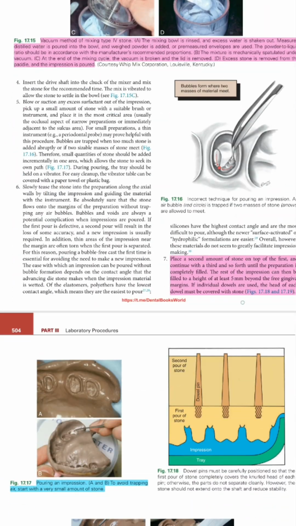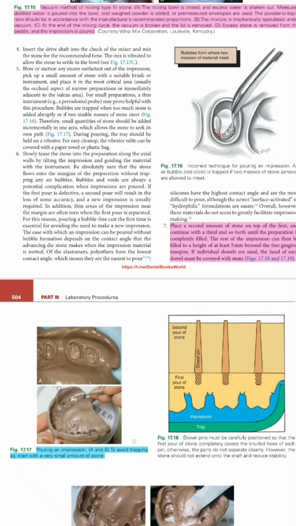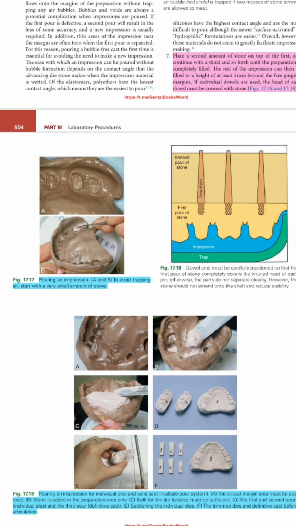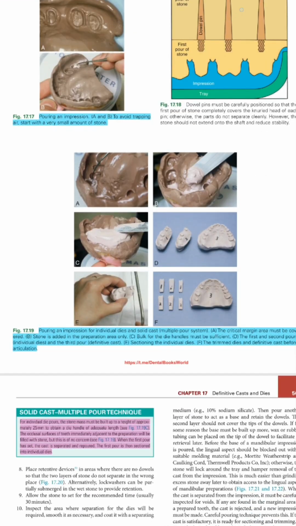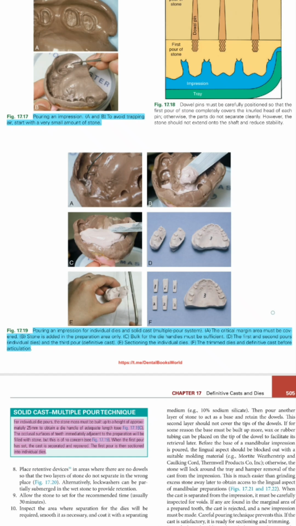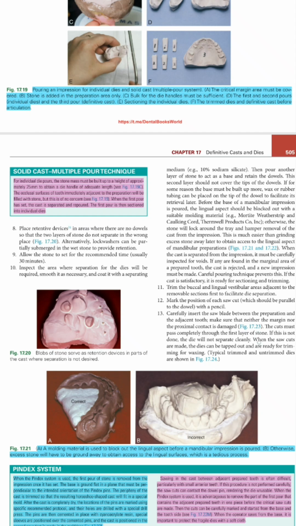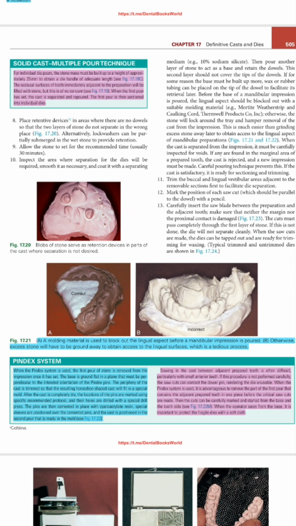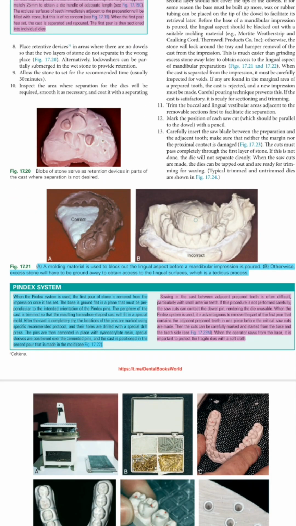As for the pouring, they are saying that to avoid the trapping of air, start with a very small amount of stone and add it gradually, layer by layer. Especially the margin area is so important to be covered when pouring the mandible, and use a blocking material, for example cotton or anything, to prevent excess gypsum from flowing into the final mold. This is incorrect. This is the correct method.